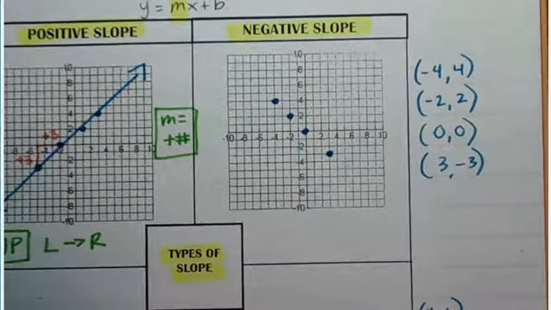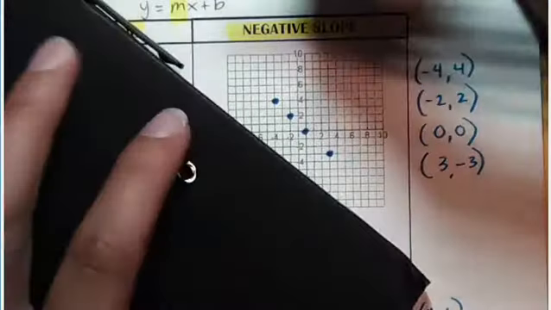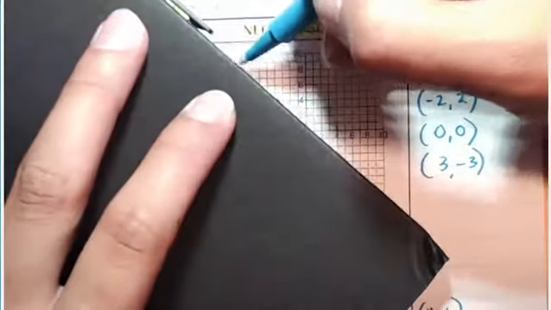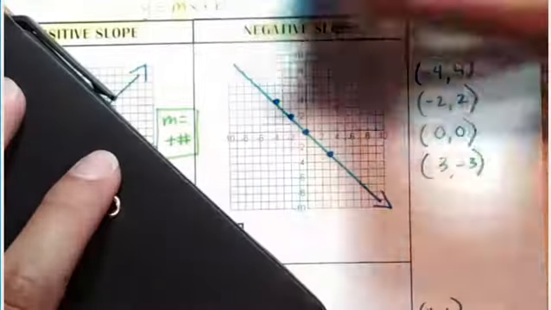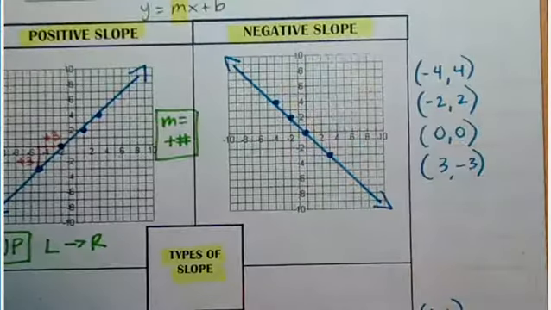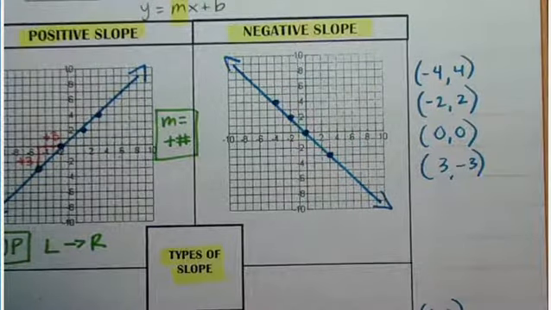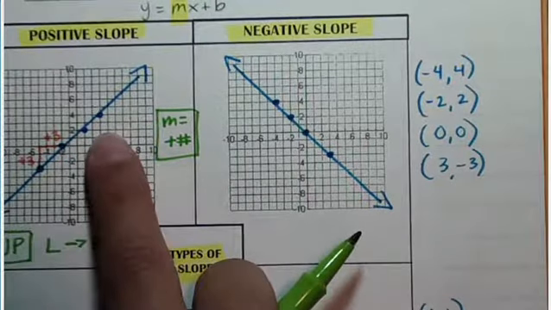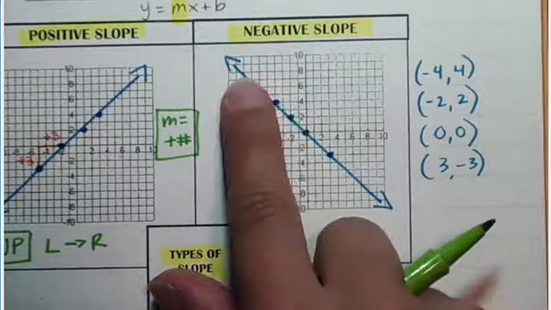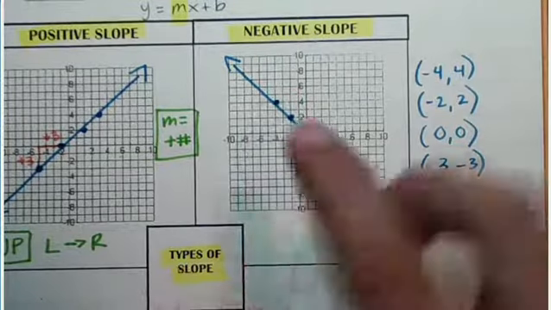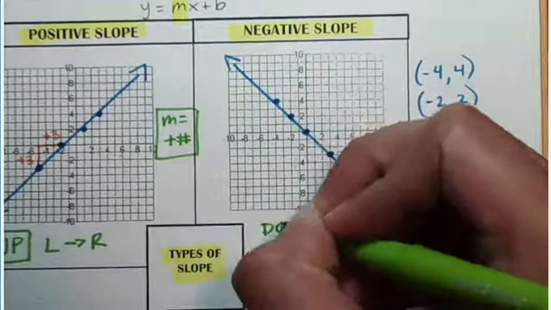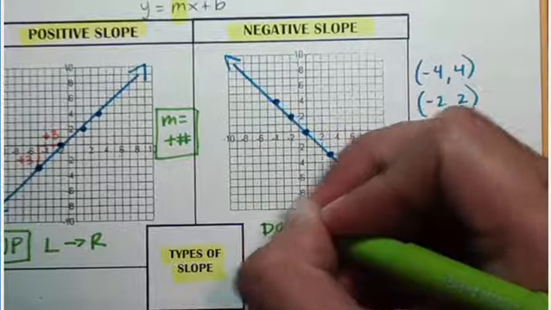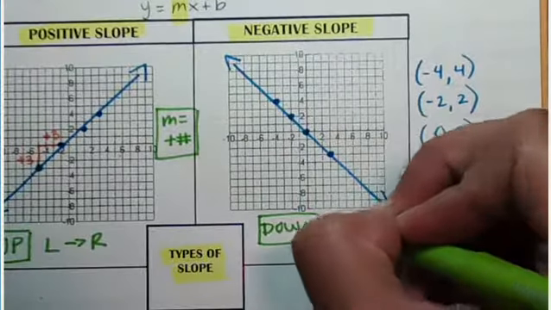Again, I'm going to go ahead and connect my points, and draw an arrow on both sides to show it is continuous. And this shows me a negative slope. Okay, just like positive slope, if I read it from left to right, the direction it's going tells me the name of the slope. So since this from left to right is going down, I know this is a negative slope.